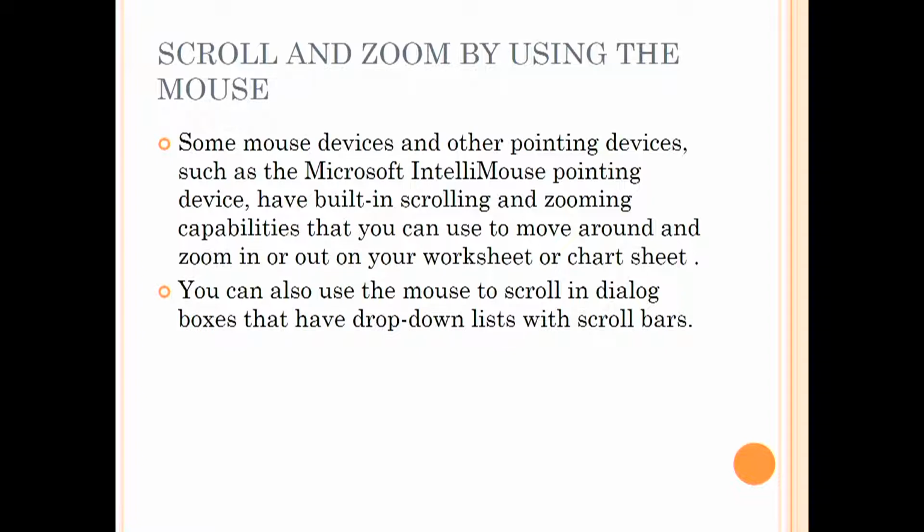Now scroll and zoom by using the mouse. Some mouse devices and other pointing devices such as the Microsoft IntelliMouse pointing device have built-in scrolling and zooming capabilities that you can use to move around and zoom in or out on your worksheet or chart sheet. You can also use the mouse to scroll in the dialog boxes that have drop-down lists with scroll bars.